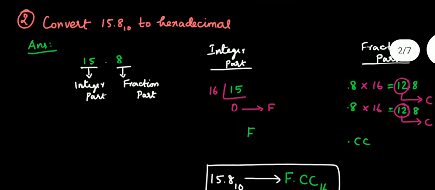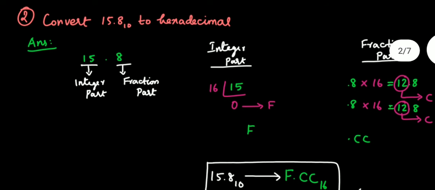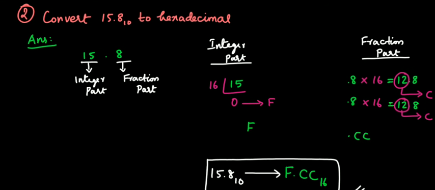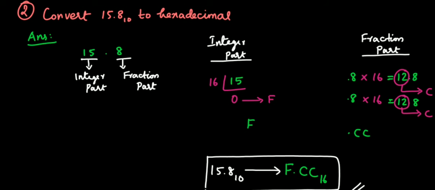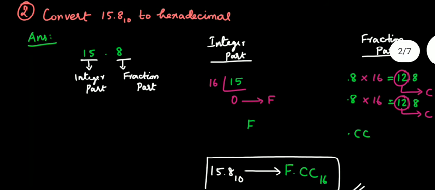Convert 15.8 to hexadecimal. 15 is the integer part, 8 is the fraction part. 15 I am going to divide by 16, and 0.8 is going to be multiplied with 16 because 0.8 is the fraction part and 15 is the integer part. If I divide 15 by 16, what is the quotient and what is the remainder? Quotient is 0 and remainder is F. F means 15, we know.